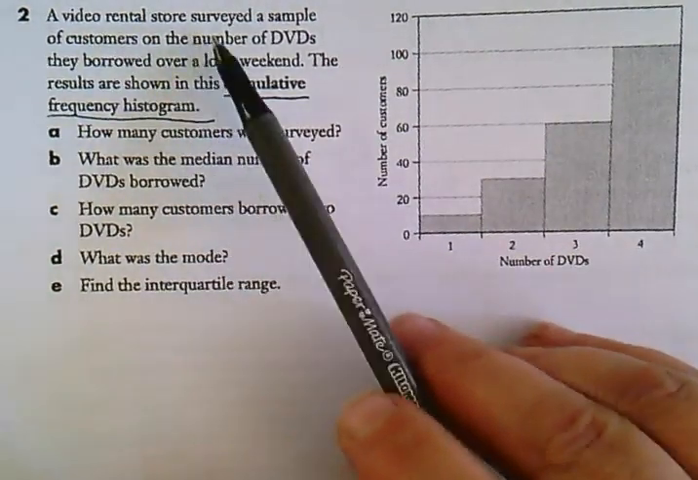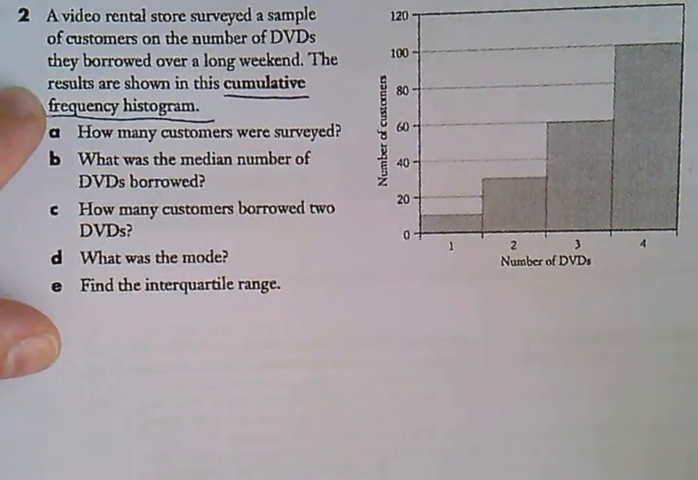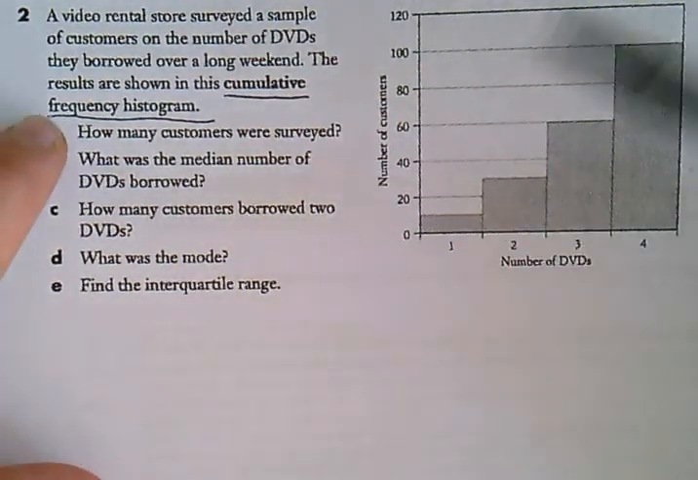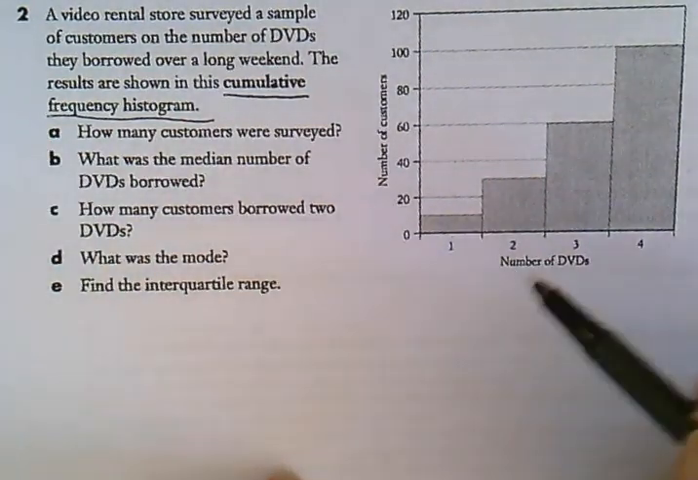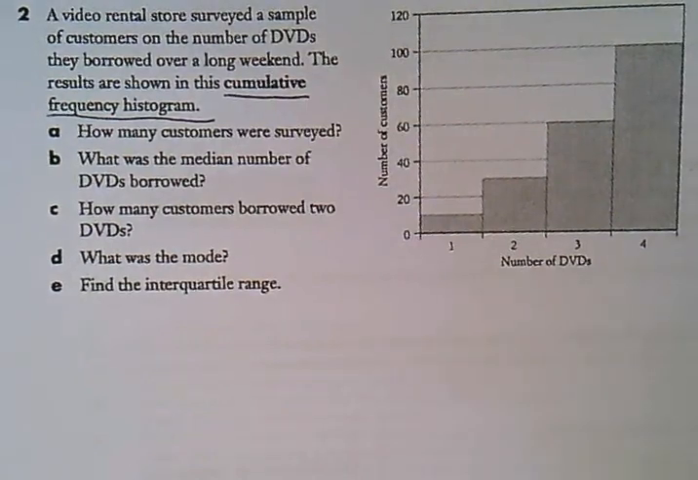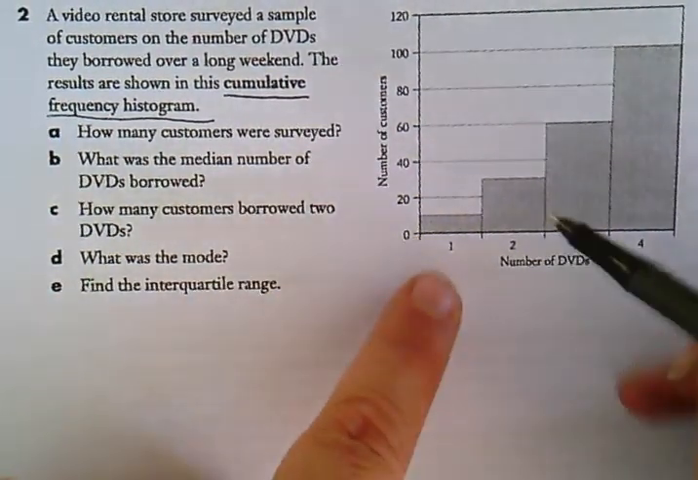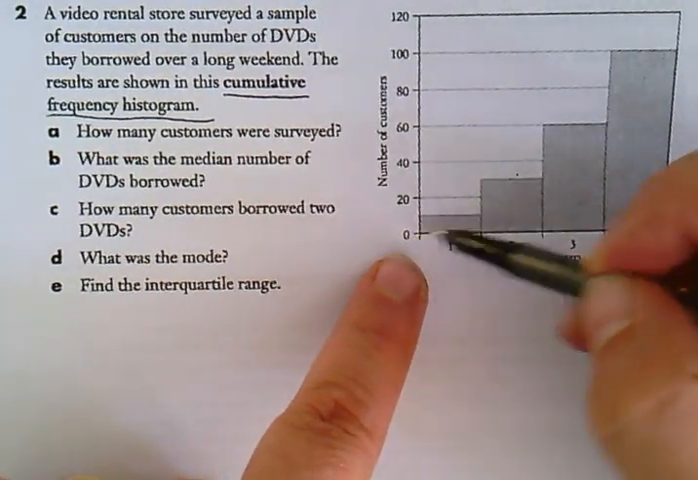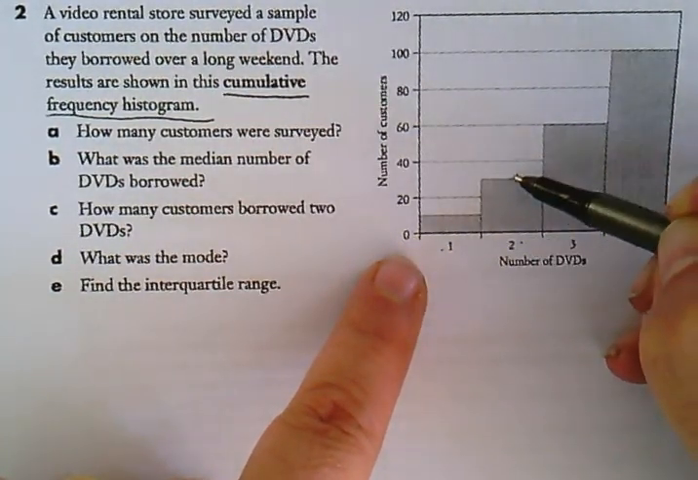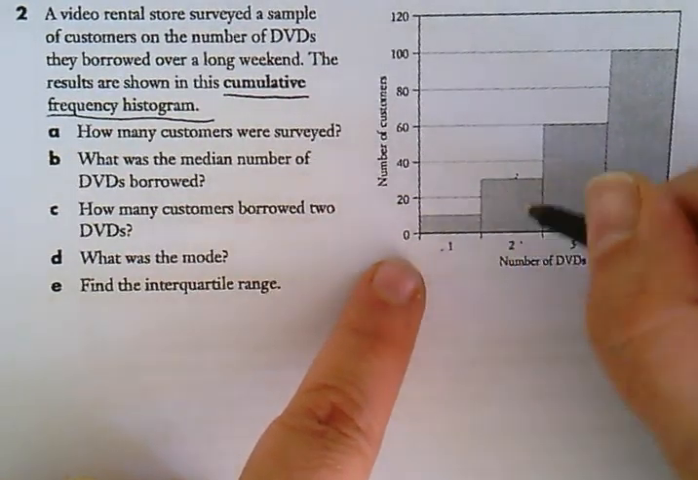A video rental store surveyed a sample of customers on the number of DVDs they borrowed over the long weekend. This is a cumulative frequency histogram. How many people bought 1 DVD? Good. This is cumulative frequency. 1 or 2 DVDs was 30 people. So if this is 10, that's 20.